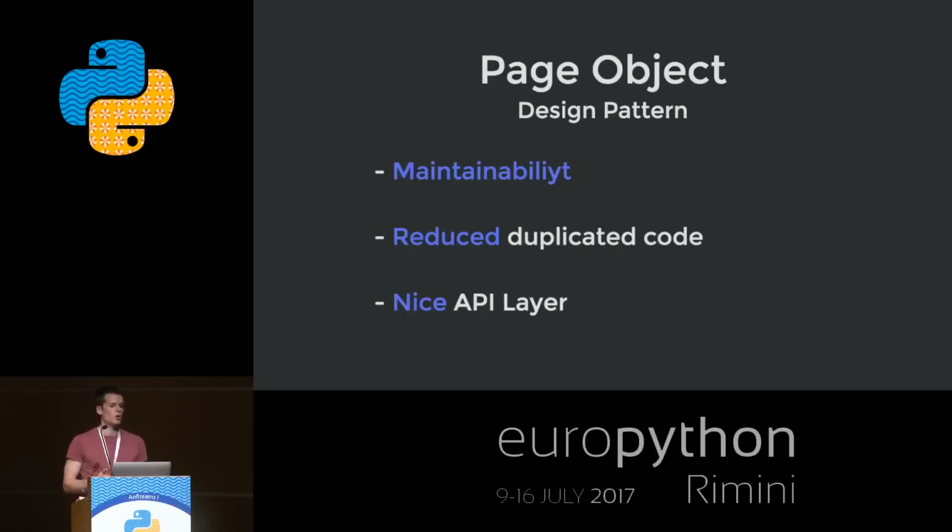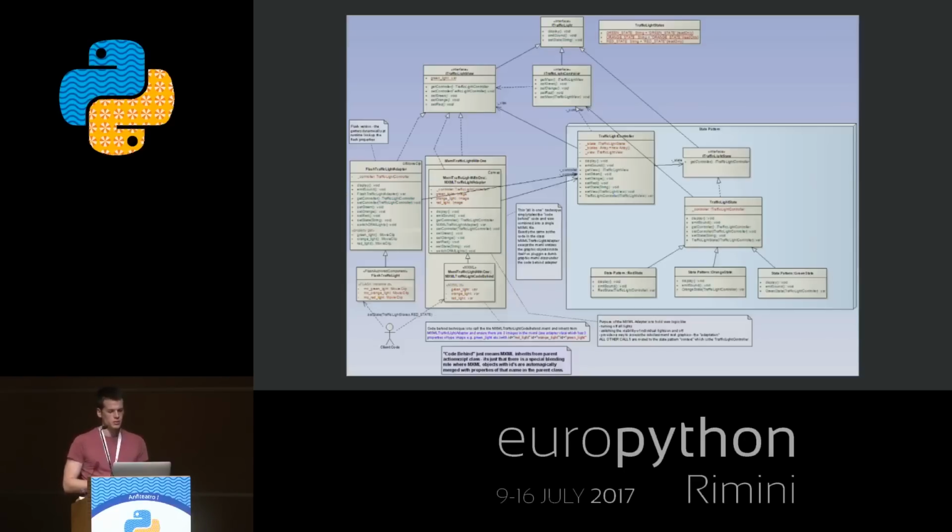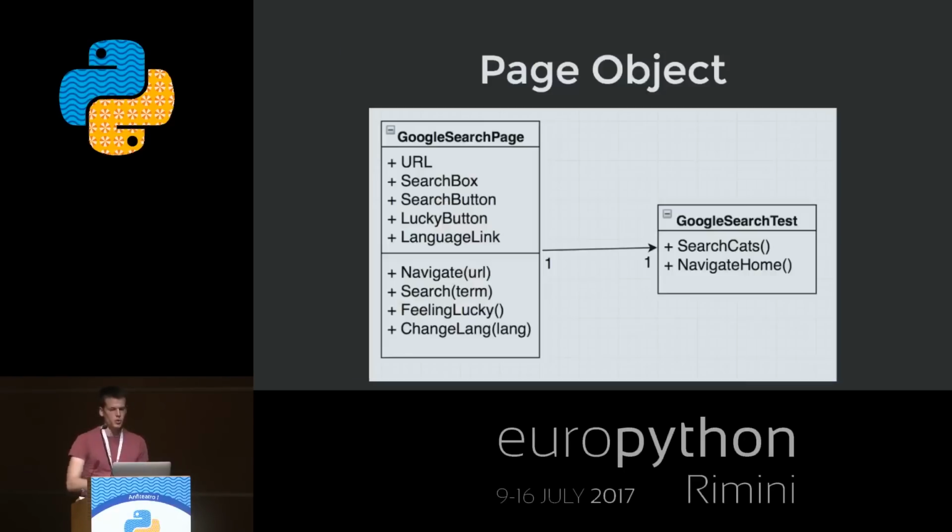And since we're all real programmers here, we will look at a UML diagram of this page object design pattern, and it looks something like this. Well, no, just joking. It looks more like this.